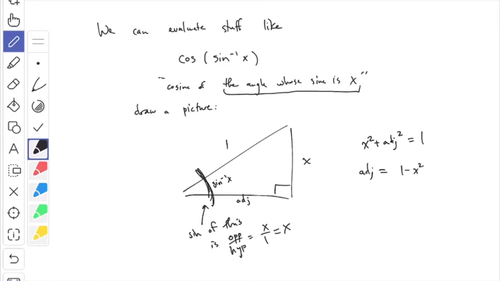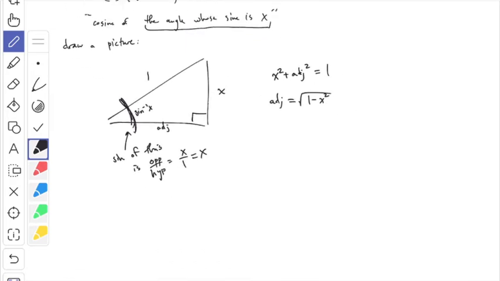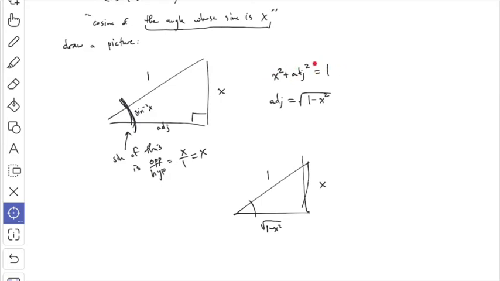Anyone want to add anything? Yeah, it's the square root of that. Great. That's what you get if you solve for the adjacent. So my triangle actually looks like x here, 1 here, and then this, square root of 1 minus x squared down there. Because you're looking at this and solving for adjacent, but it's adjacent squared here. Yeah.